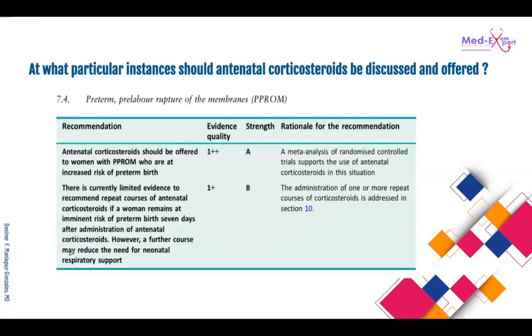And then also, of course, when a patient has premature rupture of membranes, you know that this patient suddenly goes into labor within 24 hours of rupture of membrane. So the same indication: if they are at increased risk of preterm birth, you should give a course of antenatal corticosteroids. This is level 1, okay?